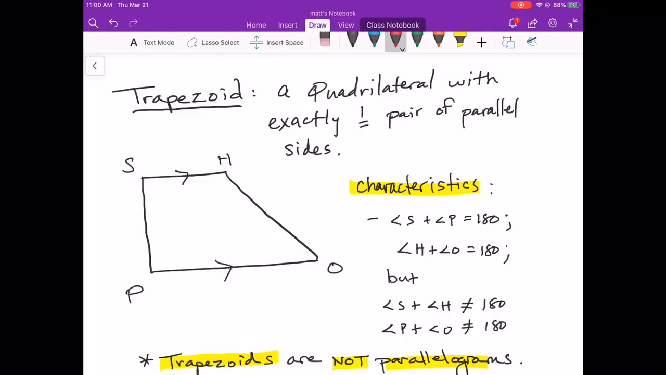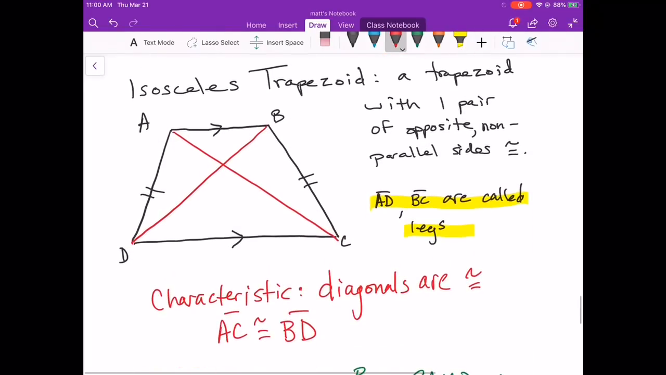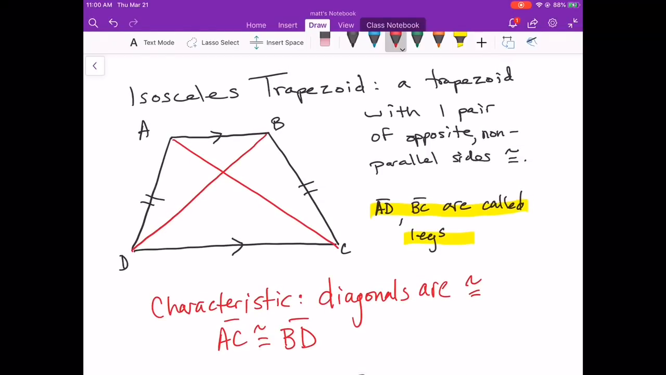So again, I've got that written out here for characteristics for you over on the right side. Remember again, trapezoids are not parallelograms. All right, there is a special type of trapezoid, and it's called an isosceles trapezoid, and it's isosceles for the same reason isosceles triangles are isosceles. It has two sides that are congruent.